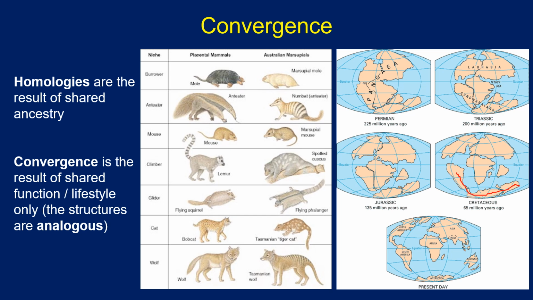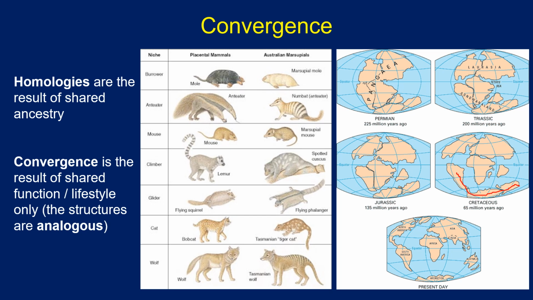So we have moles that are very well adapted for digging. They've lost their eyes. They have massive big front feet for digging. And we see the exact same adaptations in placental moles and marsupial moles. We have anteaters that look quite similar to marsupial anteaters. We have mice, we have placental mice that look quite similar. Again, all the marsupial animals have a pouch. That's what defines them. We have lemurs and we have spotted cuscus that look very similar.